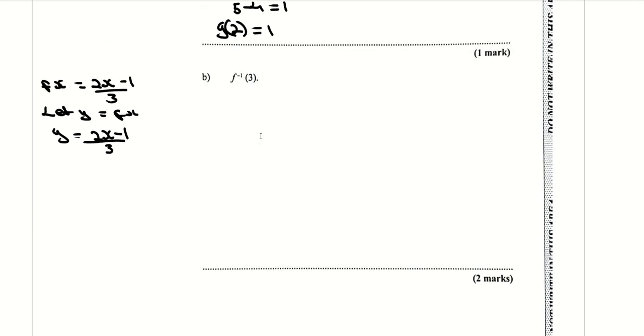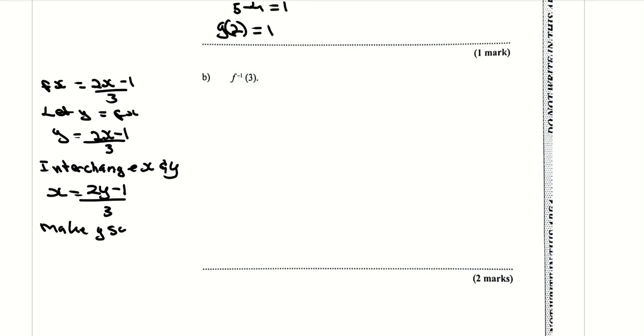Then you interchange x and y, meaning wherever you see x, put y, and wherever you see y, put x. So x is equal to (2y minus 1) all over 3. Then make y the subject. So that would be carry across 3. That is 3x is equal to 2y minus 1.